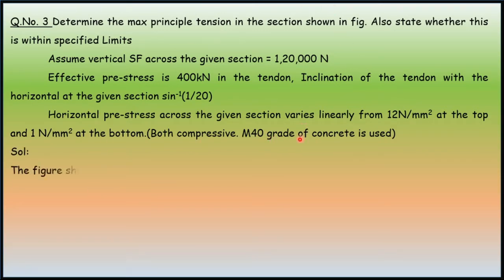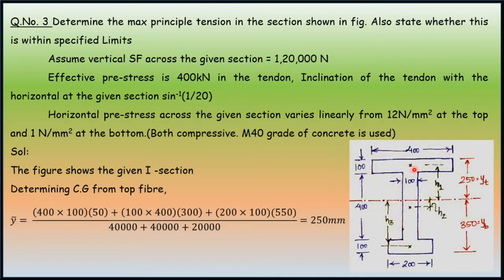Solution in this part. The figure shows the given I section. Determining the CG from the top, center of gravity from the top. So for Y bar, this figure is the question figure wherein we have to determine the maximum principal tensile stress for the section. And here is the Y bar which we have calculated as per the formula. Y bar is from the top fiber to this section, which comes out to be 250 mm. So we call it YT and the bottom as YB.